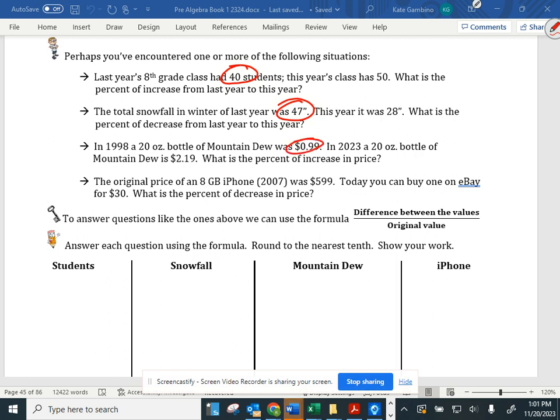So, original value. That first part of the problem. Those are the original value that goes on the bottom. On the top, we want difference. So it's big number minus small number. Doesn't matter the order it was in the problem. It's big number minus small to find a difference. But we're always dividing it by that first value. That is our original. And trust me, that confuses people all the time. So we want to keep going over it so we remember original value is the first one. Finding the difference is big number minus the small number.